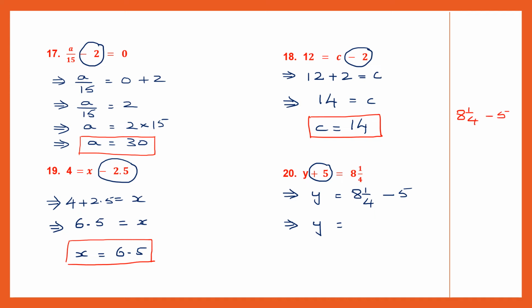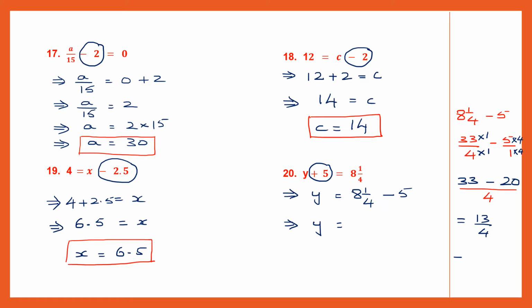So let's convert. 4 8s are 32 plus 1, 33 by 4 minus 5 by 1. So the LCM will be 4 because the other number is 1. Now let's find the new numerators. 4 into 1 is 4. So 33 into 1 is 33 minus 1 4s are 4. So 5 4s are 20. Now 33 minus 20. So 3 minus 0, 3 minus 2 is 1. So we've got 13. 13 by 4.